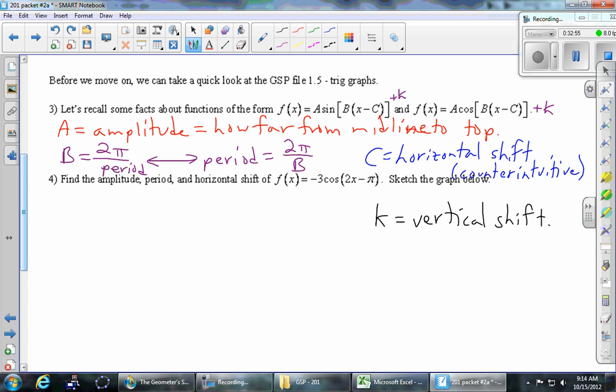Counterintuitive or intuitive? It's intuitive. If K is positive, which way? You move up. K is negative, you move down. Okay, so let's try number 4. We're going to graph this function, but again, I don't know why I didn't put a vertical thing in here. So let's put a -1 there at the end. So we're going to graph that function with a -1 at the end.